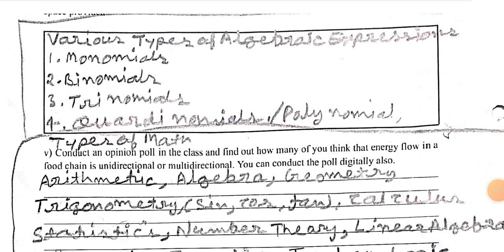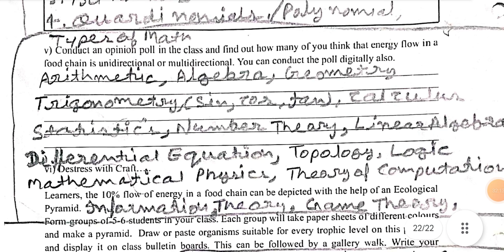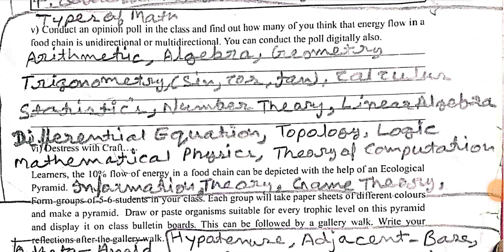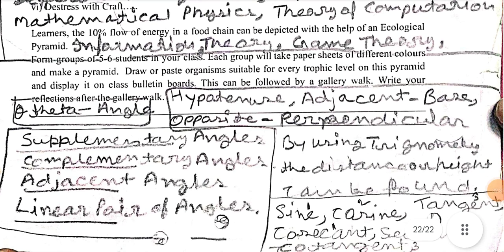Various types of algebraic expressions: 1. Monomials. 2. Binomials. 3. Trinomials. 4. Quadrinomials. Polynomials. Types of maths: arithmetic, algebra, geometry, trigonometry (sine, cos, tan), calculus, statistics, number theory, linear algebra, differential equations, topology, logic, mathematical physics, theory of computation, information theory, game theory.